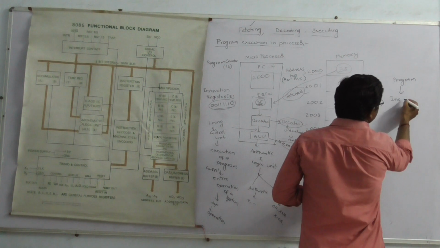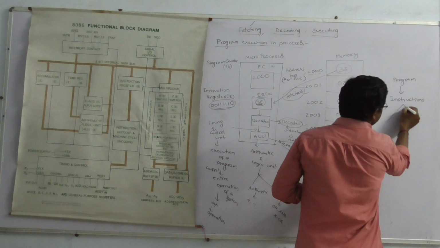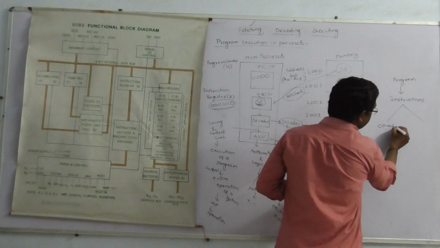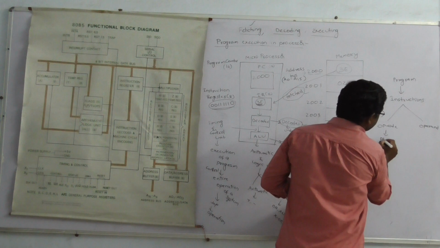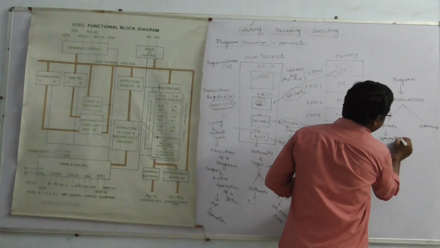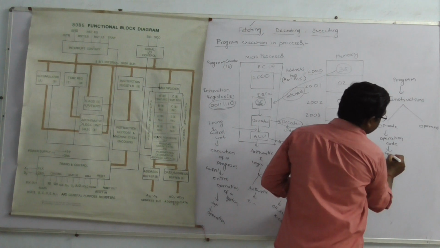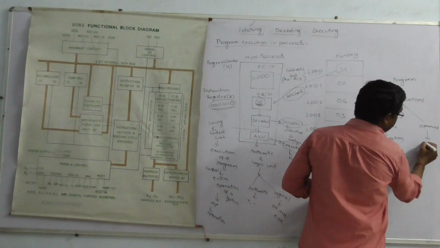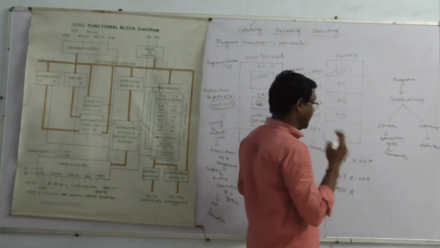Already I told you a program is a sequence of instructions. Instructions can be divided into two parts: the opcode and the operand. Opcode means operation code. The operation code can be treated as commands to the processor. The operand can be represented by data.